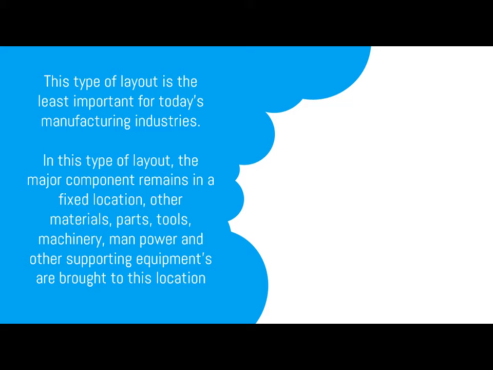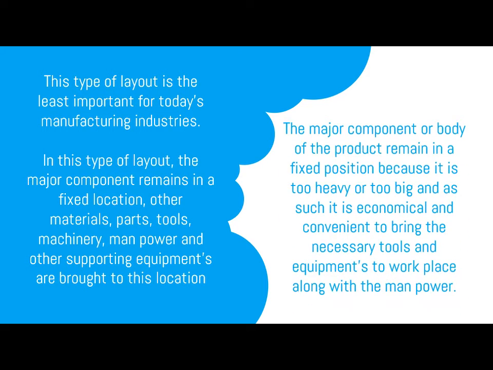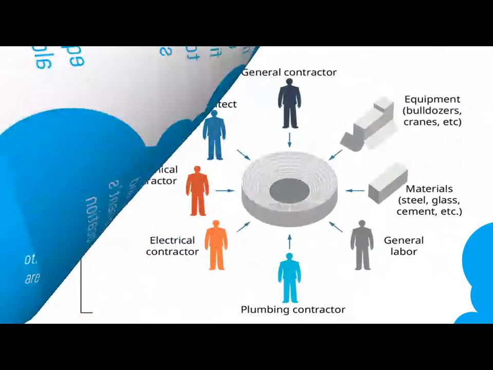In this type of layout, the major component remains in a fixed position or location. Other materials, parts, tools, machineries, manpower, and other support equipment are brought to this location. The major component or body of the project or product remains fixed because it is too heavy or too big, and as such, it is economical and convenient to bring the necessary tools and equipment to the workplace along with the manpower.